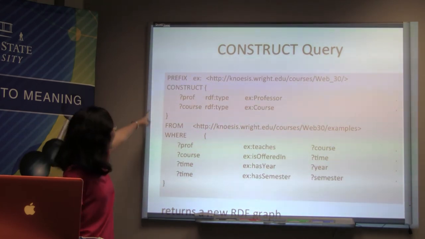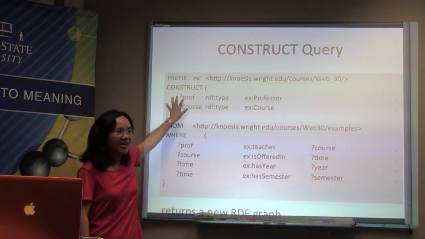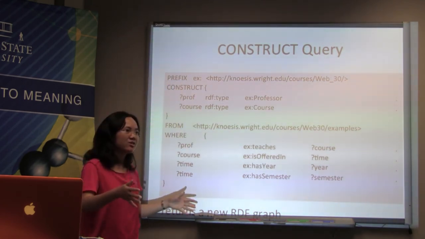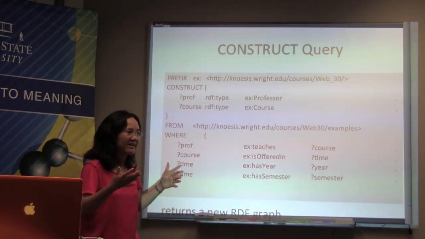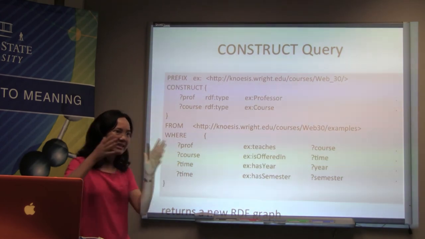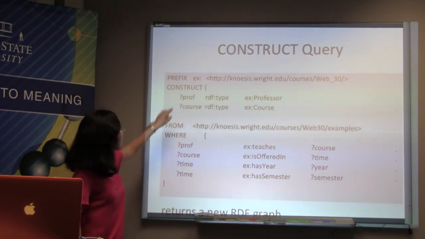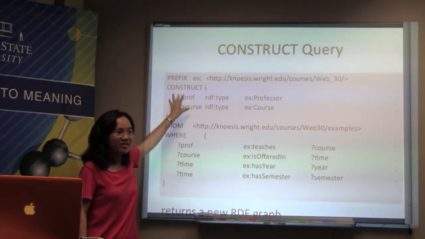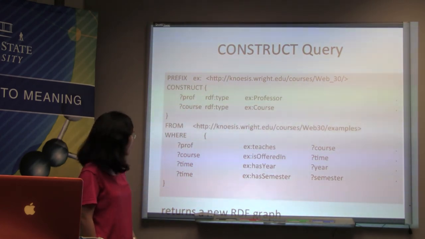So this is the structure of the construct query. But remember that this is not the insert query. This is the construct query. So it constructs a graph for the result. It doesn't mean that it will insert that graph back into the triple store, right? So that means the result of this query is a graph. It's only a graph.